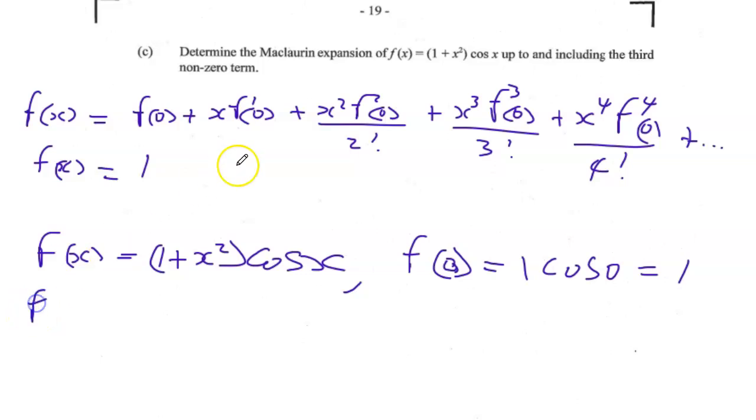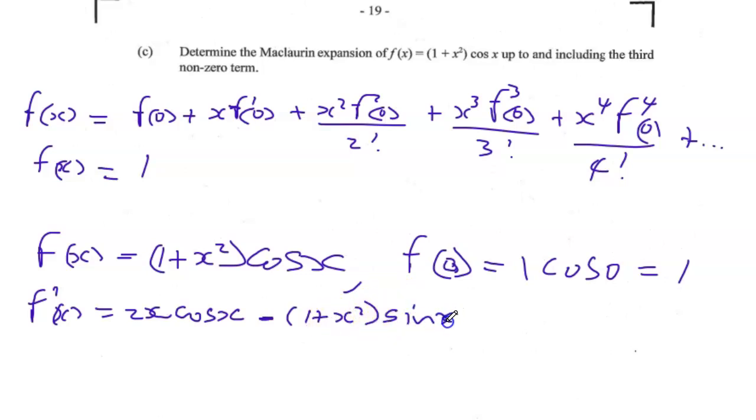To find f prime 0, we need f prime x, right? So let's differentiate the function. And of course, we'll be using the product rule. So we differentiate the 1 plus x squared first. We get 2x, and we'll keep the cos x. Plus, alternating, this time we're going to differentiate the cos x. Differentiating cos x gives minus sine x, and I will leave 1 plus x squared alone. So it's 1 plus x squared times minus sine x. That will be a negative term.